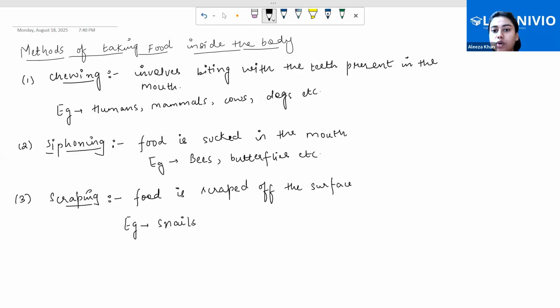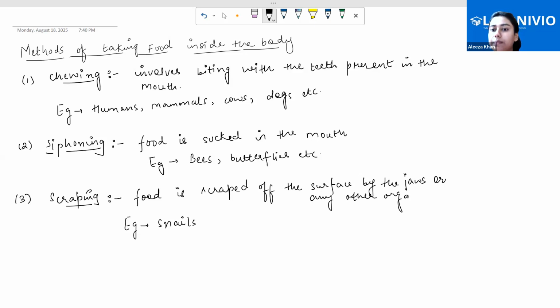So how do the snails move? They move really slowly. And the food is scraped off the surface by the jaws. Where are your jaws present? The mouth. So jaws is the part in which you have the teeth. In this, food is scraped off the surface by the jaws, or any other organ.